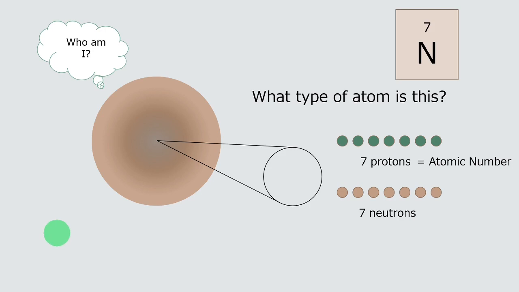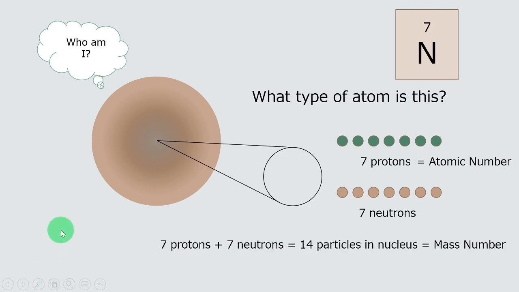About 99.6% of all nitrogen atoms have 7 neutrons. About 0.4% of all nitrogen atoms have 8 neutrons. There are other combinations, but they aren't stable. We call these different forms of nitrogen isotopes. They all have 7 protons, but they have different numbers of neutrons.